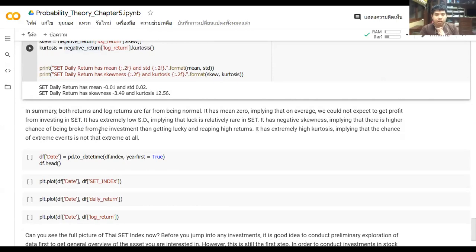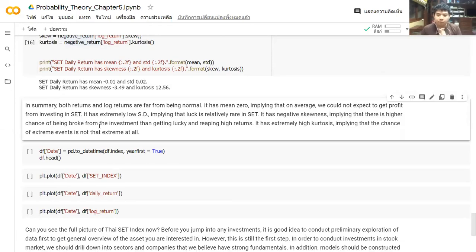In summary, bond returns and log returns are far from being normal. The mean is zero, implying that on average, we could not expect to get profit from investing in assets. It has extremely low SD, implying that the luck is relatively low in assets. It has negative skewness, implying that there is a higher chance of being broke from investment than getting lucky and reaping high returns. It has extremely high kurtosis, implying that the chance of extreme events is not that extreme at all.